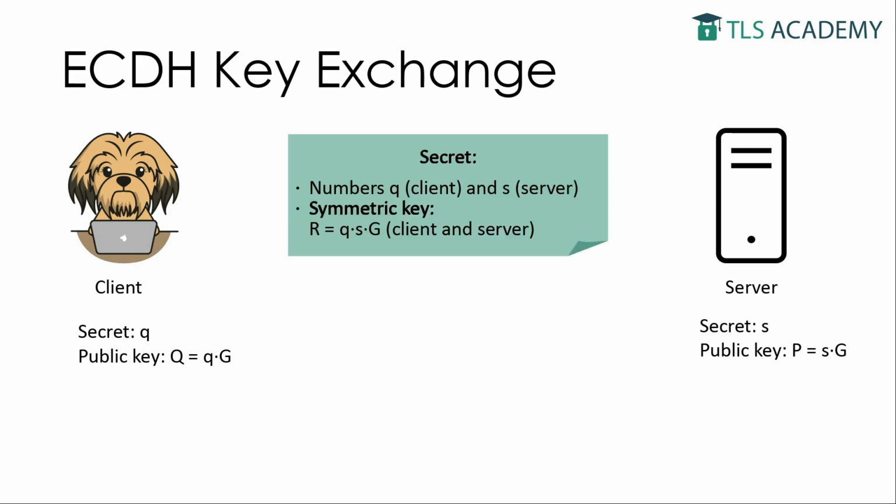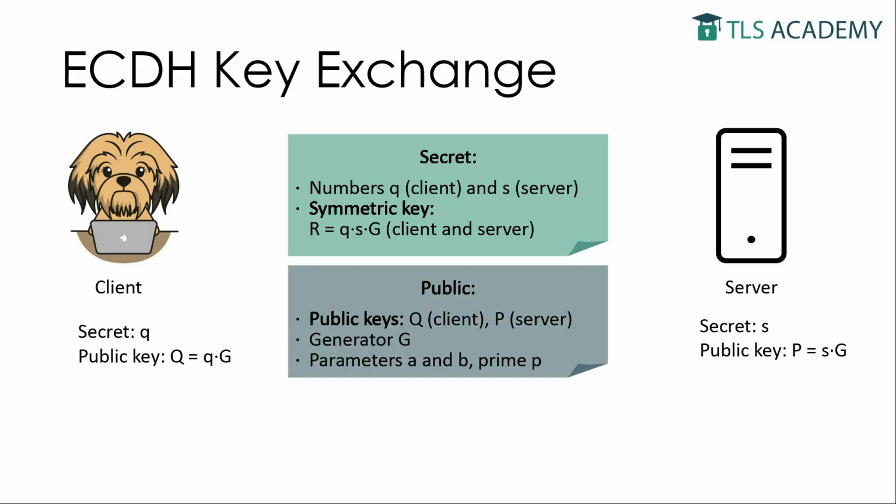To summarize, the secret information that has now been established is the secret number Q, which is only known to the client, and the secret number S, which is only known to the server. Additionally, the secret symmetric key R, which is Q times S times G, is known to both client and server. As public information, we have Q and P, which are points on the elliptic curve. These points Q and P are the client's and the server's public keys, respectively. Additionally, the generator G is known publicly, which is a point on the elliptic curve, as well as the parameters A and B and a prime P that define the elliptic curve, as can be seen here.